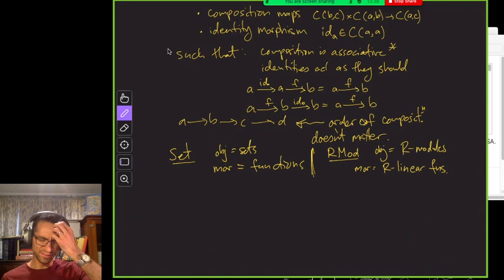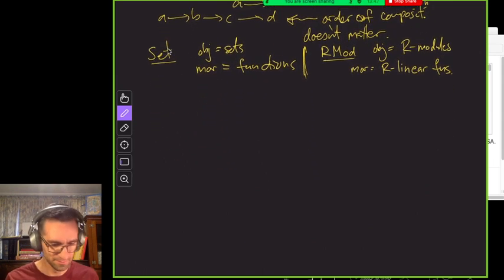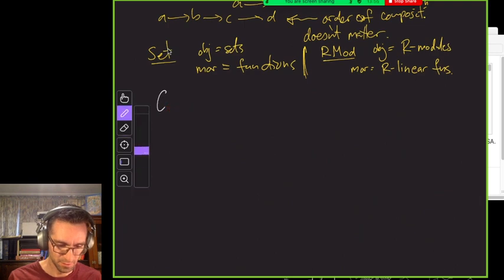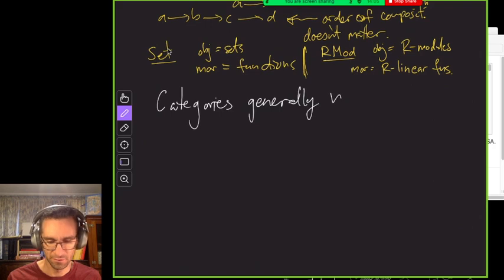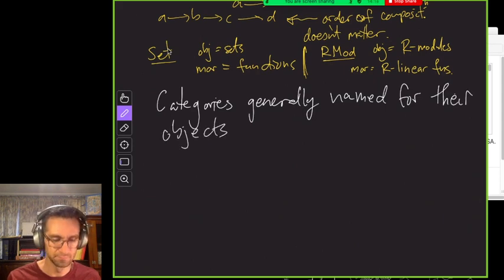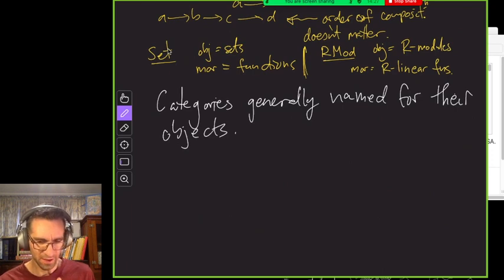So I mentioned Set, the category of sets, RMod, the category of R modules and linear functions. Categories are generally named for their objects. The type of maps are usually implicit and by common convention. There are some standard things, like R modules. Well, the R linear maps are the obvious maps, so we use those.